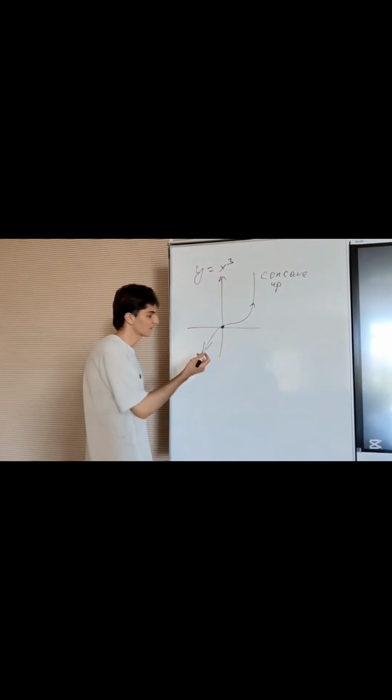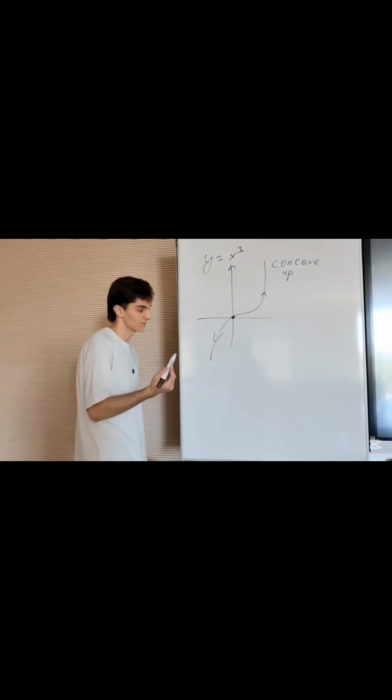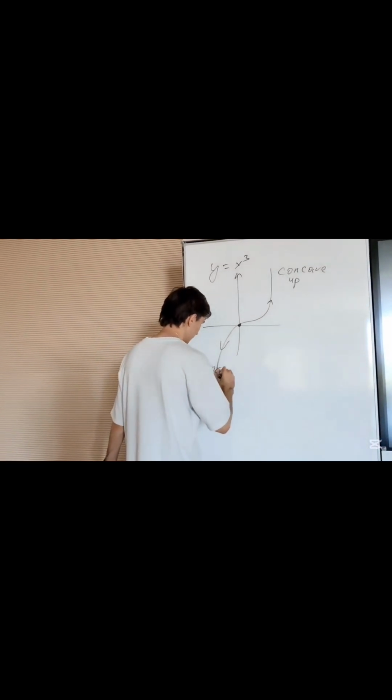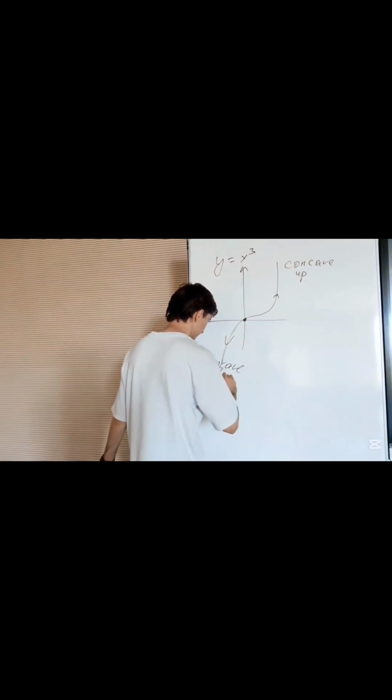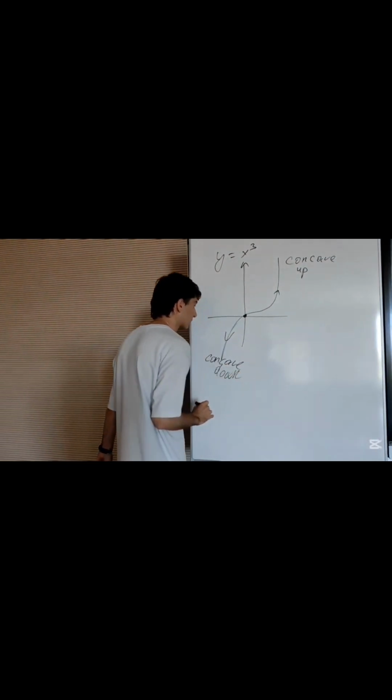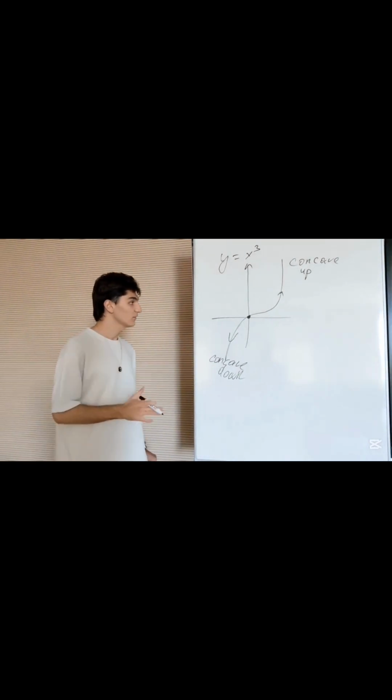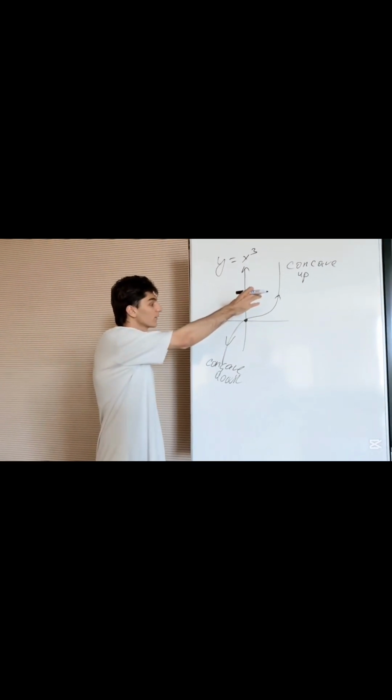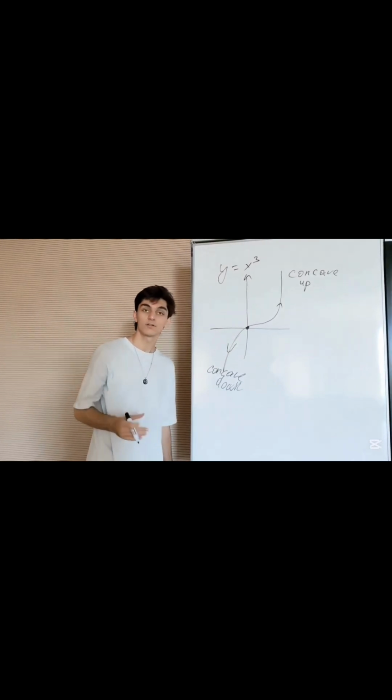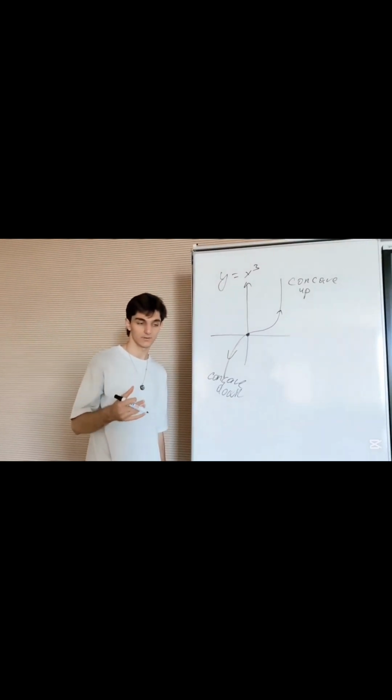And then here it's the opposite, so it's pointing downwards, so it is concave down. So as you can see, visually, we have seen what concave up and what concave down mean. Now let's try to connect it with our second derivative.